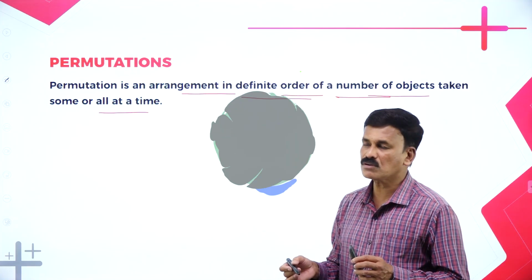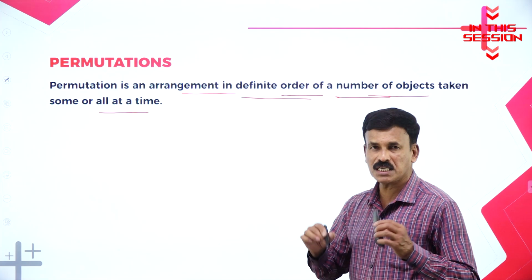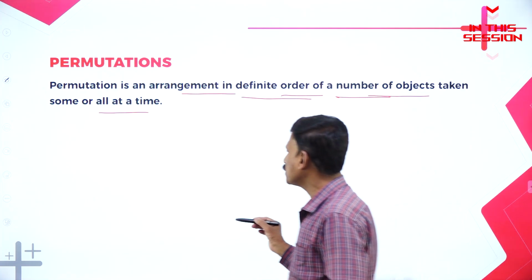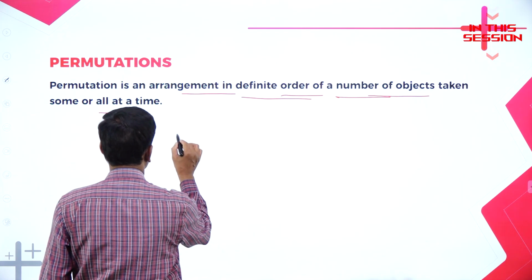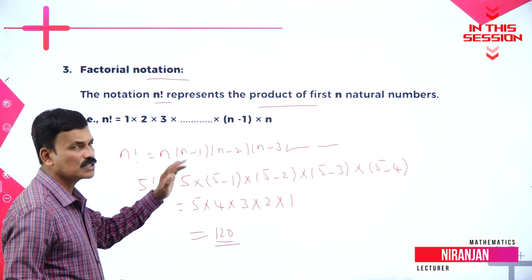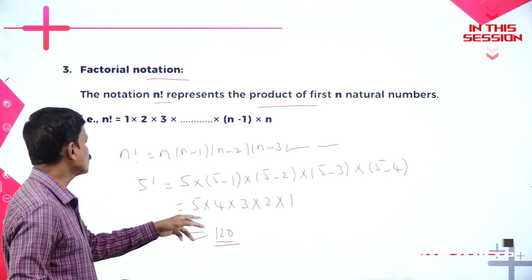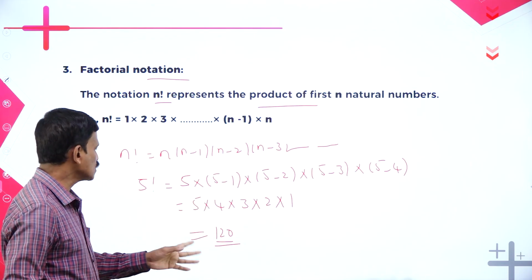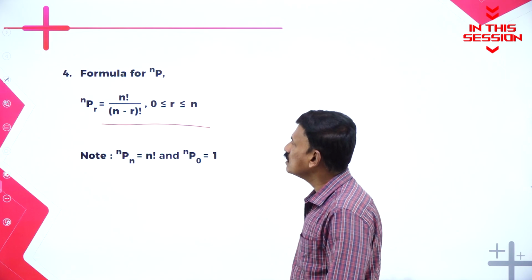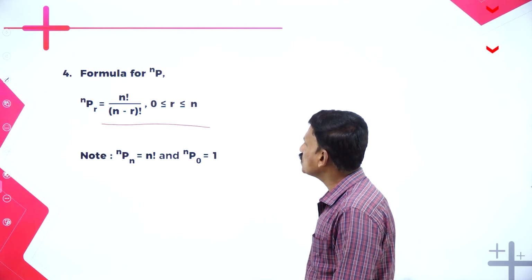The arrangement in a definite order of a number of objects taken all at a time or some at a time is denoted as nPr. N factorial can also be written as n into n minus 1, n minus 2, n minus 3, etc. For example, 5 factorial is 5 into 4 into 3 into 2 into 1, which is equal to 120. nPr is equal to n factorial divided by n minus r factorial, where r lies between 0 and n.